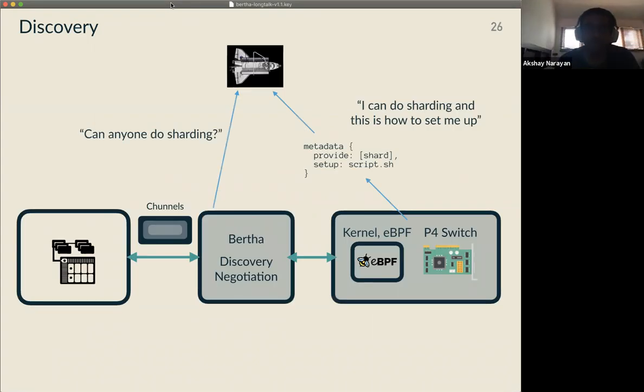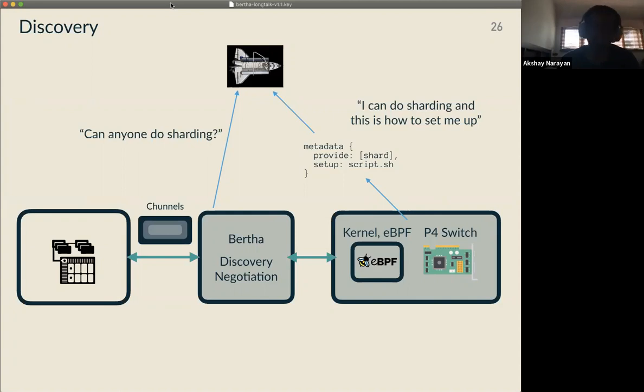And you can imagine this process working kind of like DNS. It doesn't literally have to be DNS, but it serves a similar purpose. So the fallback implementation will always register itself with the discovery service so that we can always be sure that the application will run. And if Bertha finds out that there's no offloaded implementation, then it'll use that fallback implementation. But in the case that there are multiple implementations available, that's where negotiation comes in to pick between them.